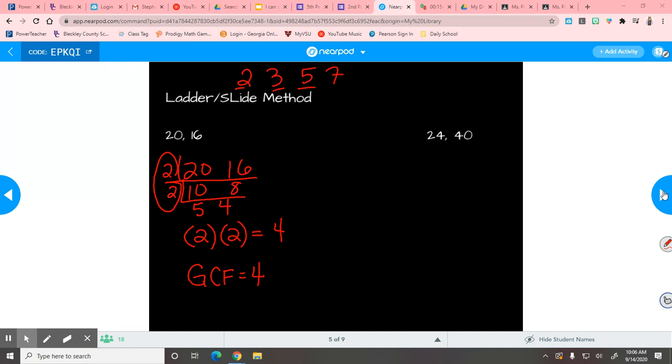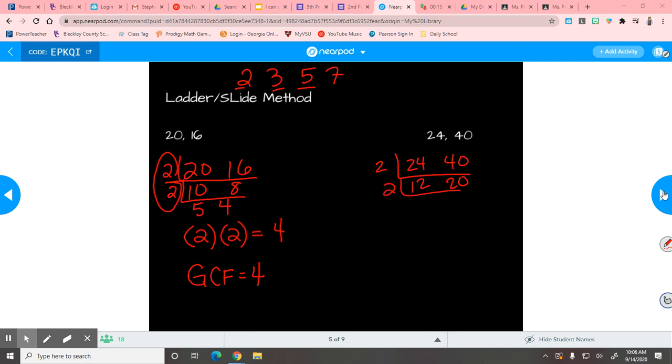So for 24 and 40, we're going to try the slide or the ladder one more time. What can we try first? 2, because they're both even. 24 divided by 2 is 12. 40 divided by 2 is 20. Can I stop? No, because they're both even. We can use 2 again because they're both what? Even.